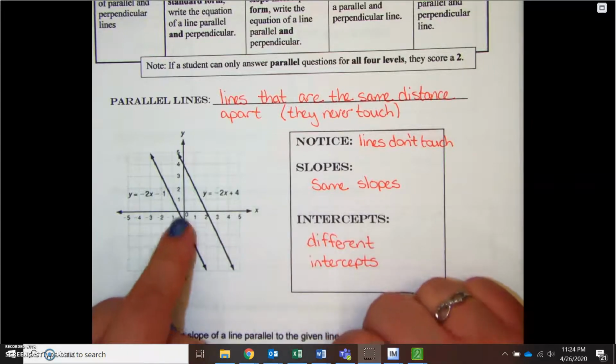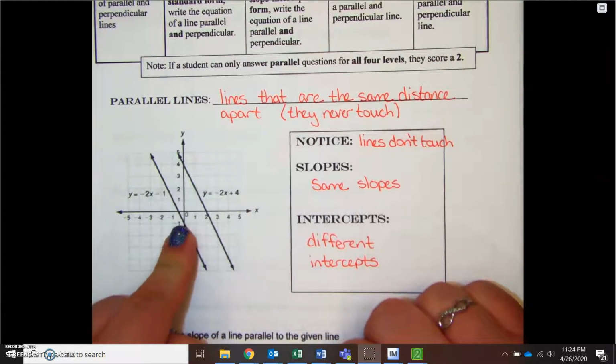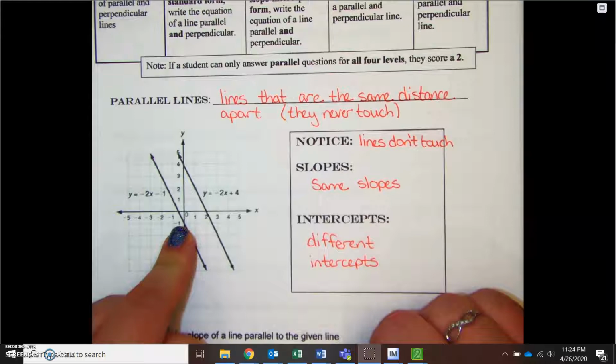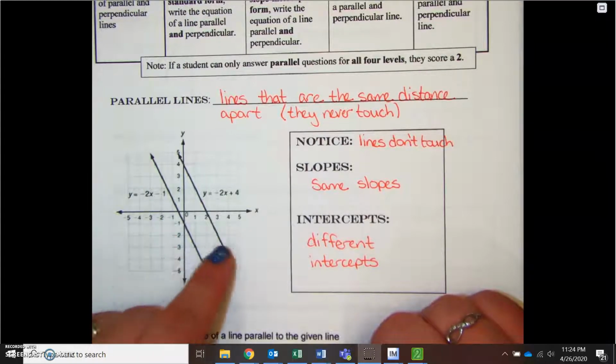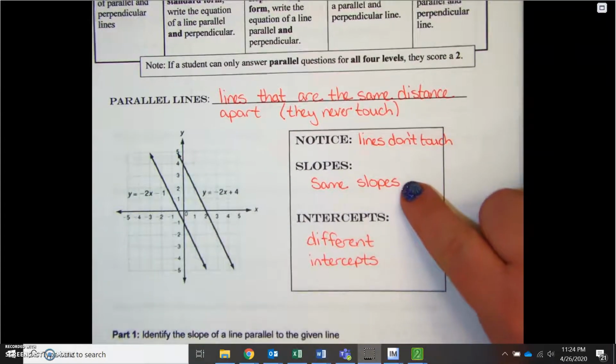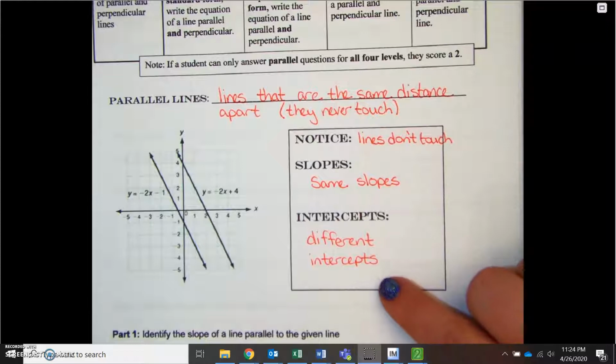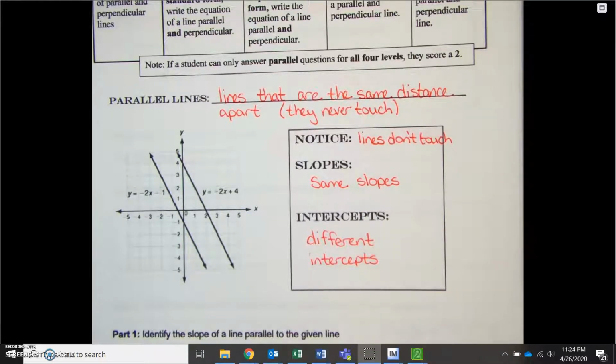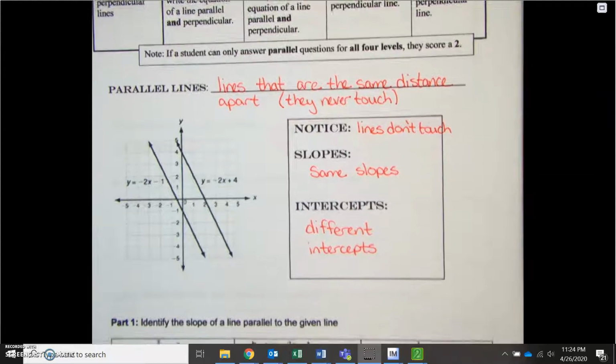Now their y-intercepts, though, are completely different, and they do have to be different because otherwise we would end up with the same exact line, one on top of the other. So parallel lines have the exact same slope, and their y-intercepts will be different. Let's see if we can take that principle and identify the slope of a line that's parallel to each of the lines below.